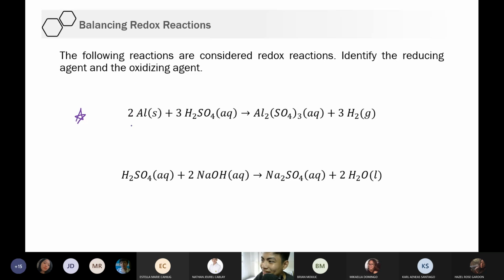Okay, so sagutan natin to. So identify the reducing agent, the oxidizing agent, if meron. Pahinga pa talaga yan. Sige, apply all the rules that we know. Aluminum, elemental, 0. Hydrogen gas, elemental, 0. Okay.